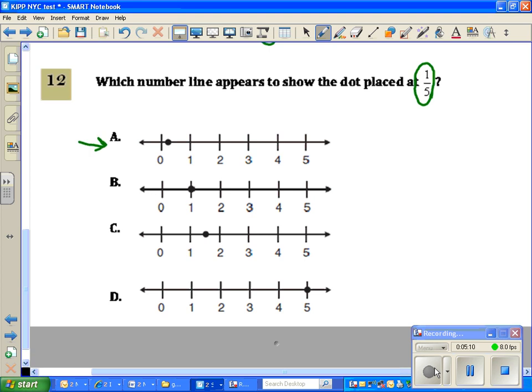Choice B is exactly 1, and that's not what we want. We want 1/5. Choice C is in between 1 and 2, and that would be 1 and 1/2. And then choice D is right on the 5. So that can't be 1/5. So that leaves me with choice A. And if I really wanted to cut this into parts, I would find that there would be 5 parts here, and this one would be shaded in for 1/5. It's definitely a better answer than B, C, or D.